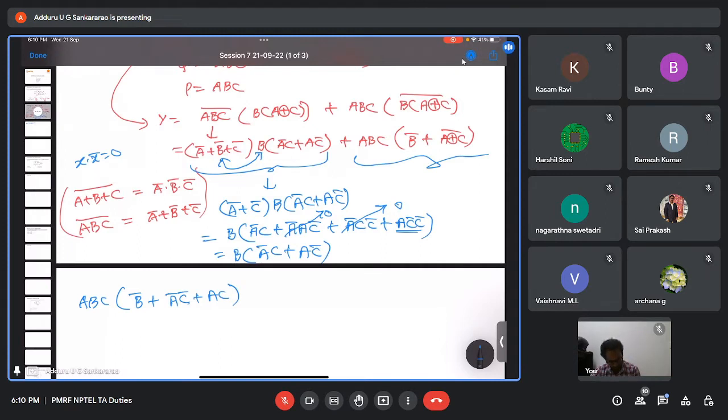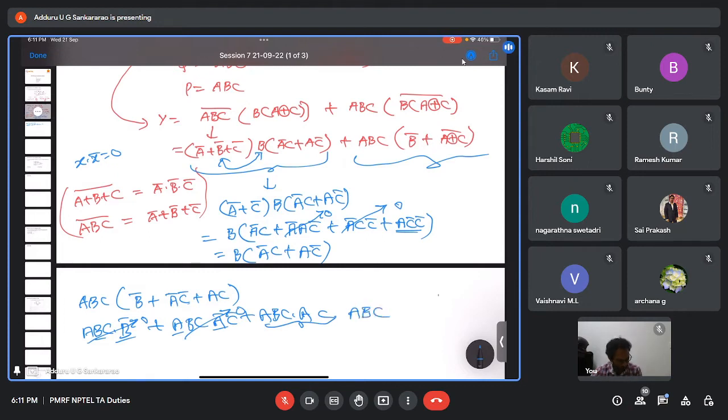Now you multiply these two. Here what we get is A B C into B bar plus A B C into A bar C bar plus A B C into AC. Here B bar is there, so it will become 0, and here A bar A is there, so it becomes 0, and this will become A B C, because we know x into x will get x only. Here ABC and AC, so we'll get ABC only.